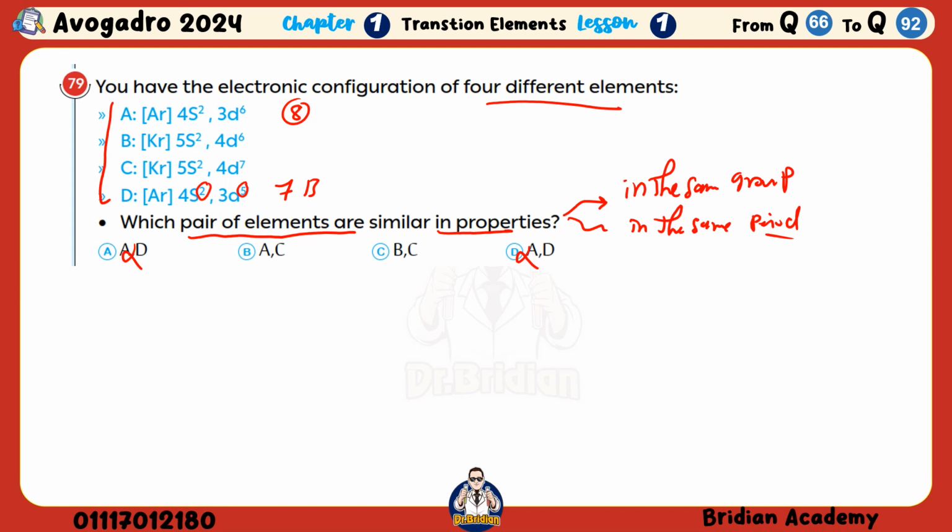Okay, A and C. A and C are not in the same period because it's 4s and 5s, so we will accept it. So B and C, B and C are located in the same period, period number 5, and in the same group, group number 8 in the periodic table.